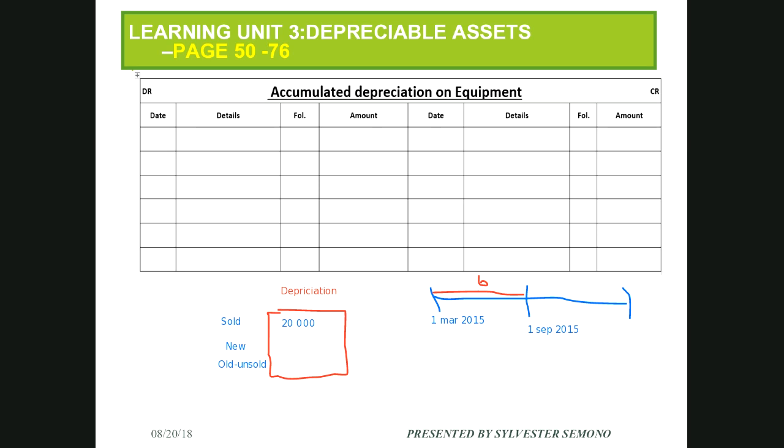Yes. Are we together? Because this is the new one and we're still having it, we can depreciate it from the 1st of March. From here, it'll be from here to there. How many months? 6 months. We just have to multiply this by 6 over what? 12. How much will be the amount that I need to put here?